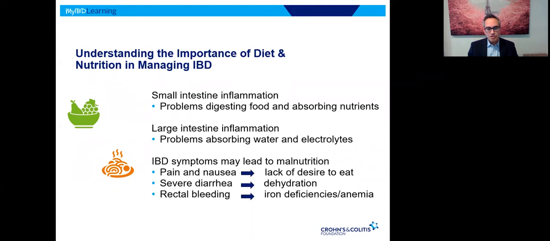It is important to note that eating particular foods does not cause or contribute to ulcerative colitis or Crohn's. But once the disease has developed, paying attention to diet may help reduce symptoms, replace lost nutrients, and promote healing. So that's the role of diet and nutrition in managing inflammatory bowel disease.